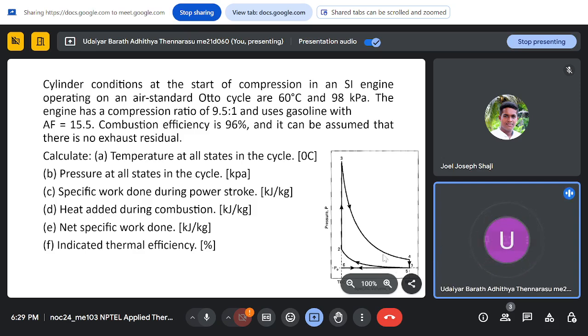So the processes will be 1, 2, 3, 4. 1 to 2 is reversible adiabatic compression, 2 to 3 is constant volume heat addition. So that will give me the option D. Then 3 to 4 is the work done, specific work done during the power stroke. Then 4 to 1 is heat rejection. So we'll see how to solve this.